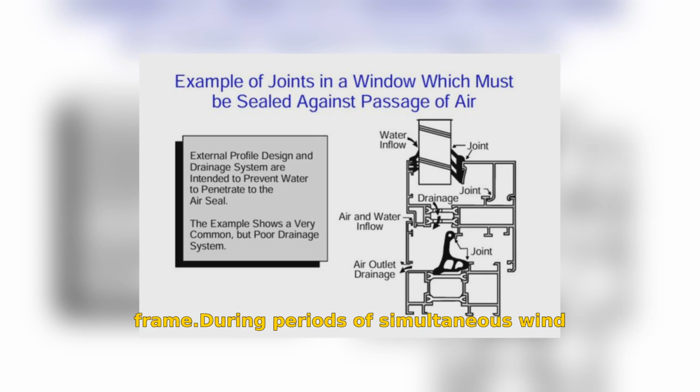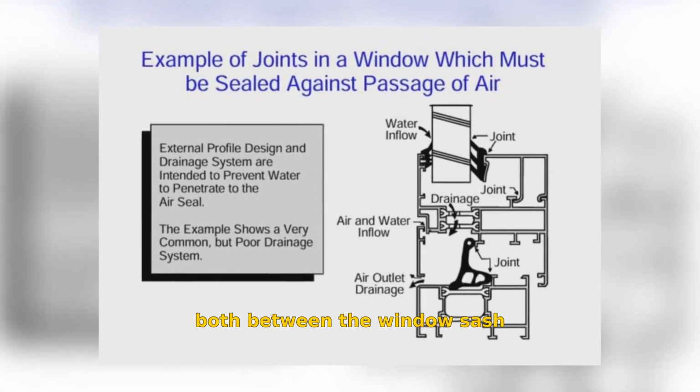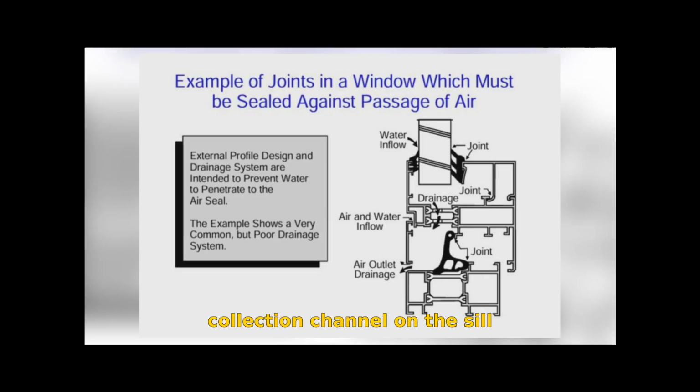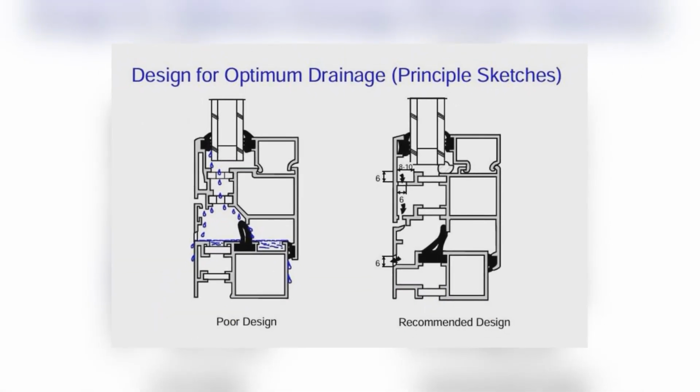During periods of simultaneous wind and rain, some water will pass the outer rain shield, both between the window sash and frame, and into the glass rebates. The space behind the shield must therefore be equipped with a drainage system which conducts the water out to the exterior again before it comes in contact with the air seal. Generally speaking, the drainage system will consist of a collection channel on the sill and lower window profile, which must have a minimum dimension. Likewise, the drainage holes which will conduct the water away should have a minimum dimension.